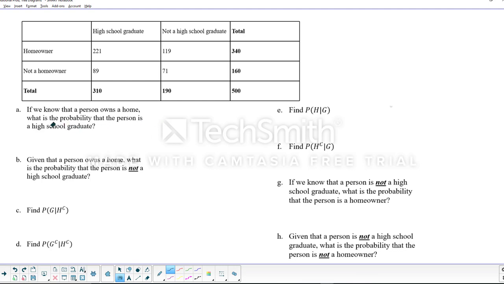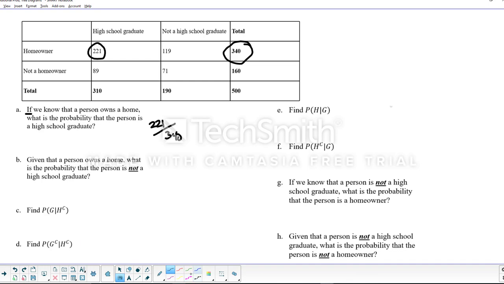All right, so if we know that a person owns a home, what is the probability that a person is a high school graduate? So again, we see these if-then statements. If we know somebody owns a home, we are looking at this cell for our total, those homeowners, 340, and then how many of them are high school graduates? That's this amount right here, 221. So we would only be looking in that row.